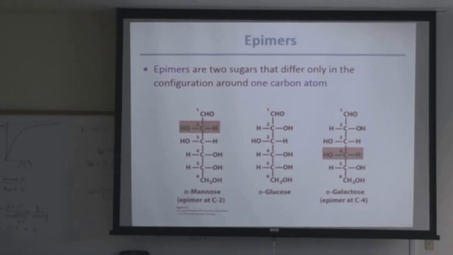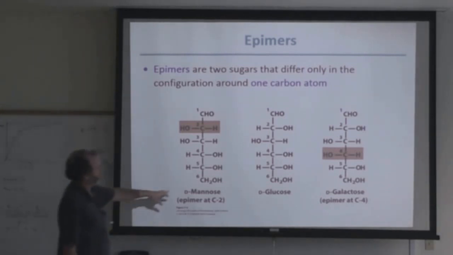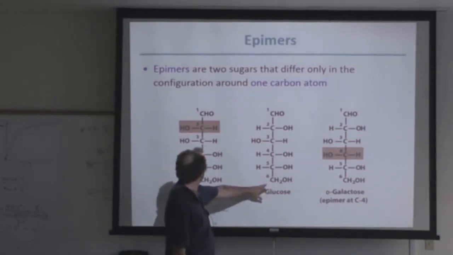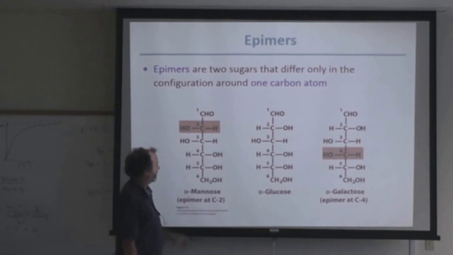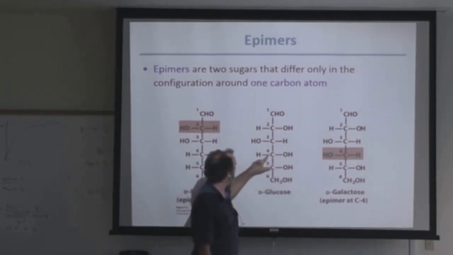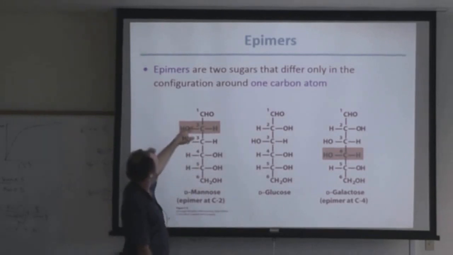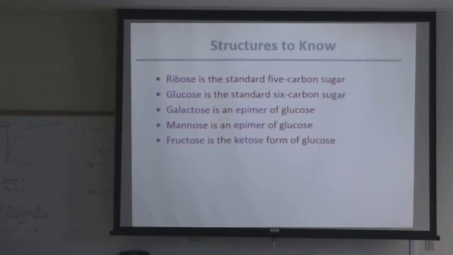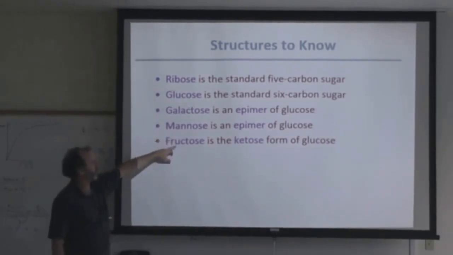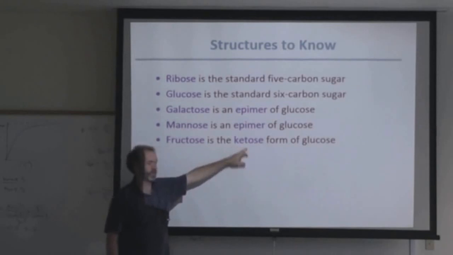So epimers are 2 sugars that differ only in the configuration around 1 carbon atom, such as mannose and glucose or galactose. So D-glucose only differs around carbon 4 with D-galactose, and around carbon 2 with D-mannose. So epimers only differ around one of the stereocenters. Some structures to know would be ribose, a standard 5-carbon sugar. Glucose is the standard 6-carbon sugar. Galactose is an epimer of glucose. Mannose is an epimer of glucose. And fructose is the ketose form of glucose.